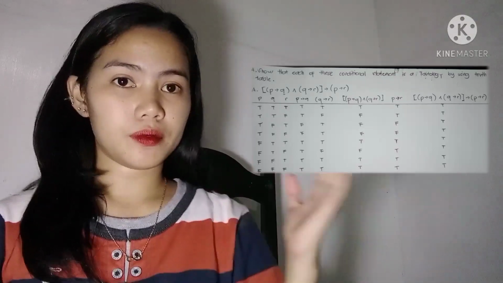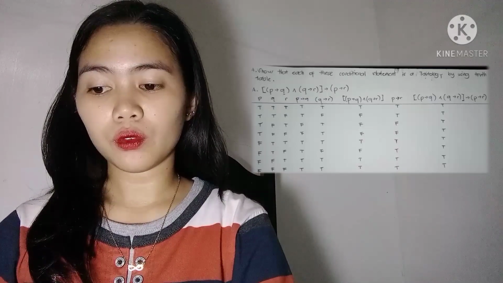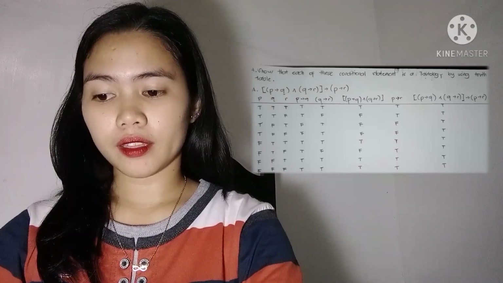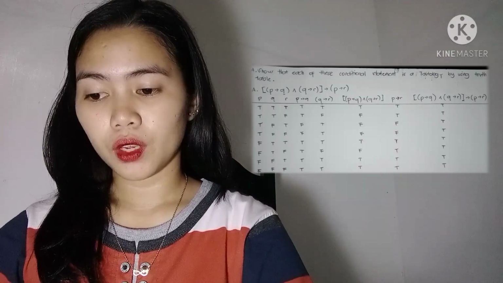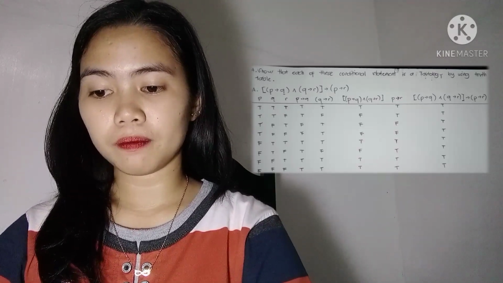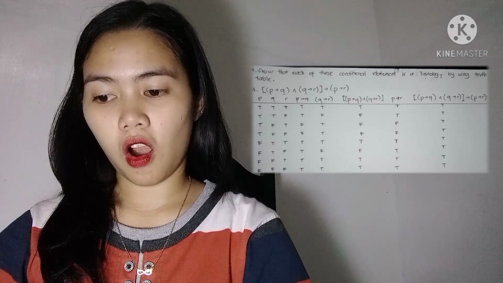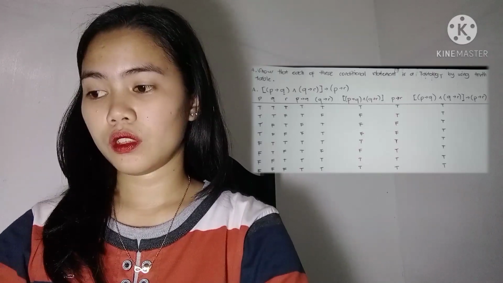So, let's do this first, the one in the bracket, since it is a conjunction. First is the conjunction of P implies Q, then Q implies R. So, let's go to the truth table.